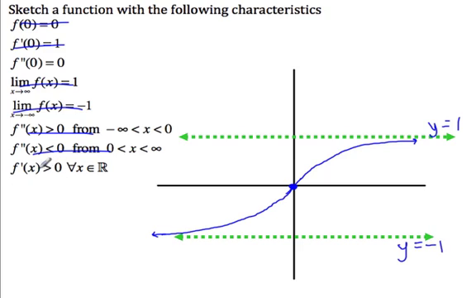It says f prime is always greater than 0, which means the slope of the function is always positive. It's always going up, which you can see is consistent with what I already had. And we can go back to this one.